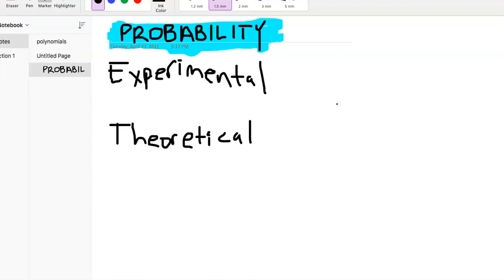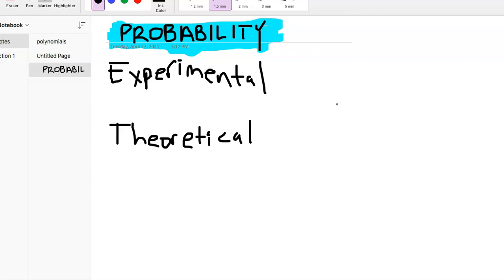This video is on probability. So for the test, really what we want to know is the difference between experimental and theoretical probability, much more so than actually being able to solve probability problems. There could be a probability problem, and we'll go over the most common kind as well. But really, the most common question is on experimental versus theoretical.